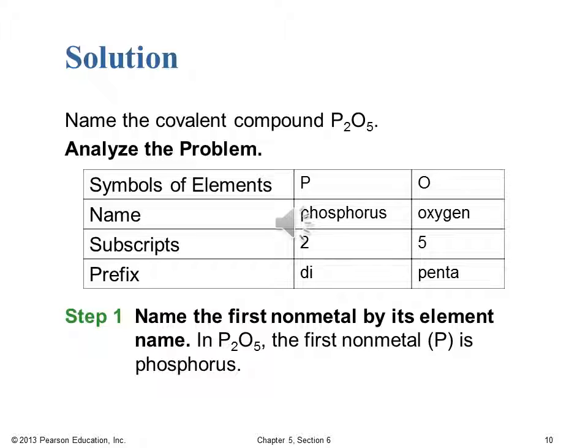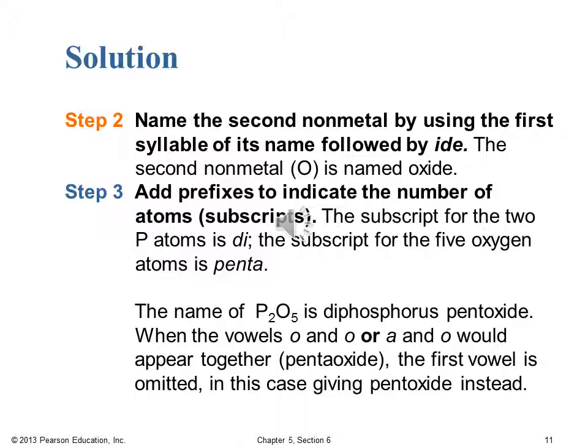So step 1, name the first nonmetal by its element name. So in P2O5, the first nonmetal is phosphorus. So we'll start our name with phosphorus. Now we'll name that second nonmetal by using the first syllable of its name. So oxygen, we'll do the ox followed by IDE to get the second nonmetal named as oxide. We add prefixes now to indicate the number of atoms. So we had the 2 subscript for phosphorus, so we need the prefix di. And we had the 5 subscript for oxygen, so its prefix is penta. So if we're going to write the name of this thing, it's going to be diphosphorus pentoxide.